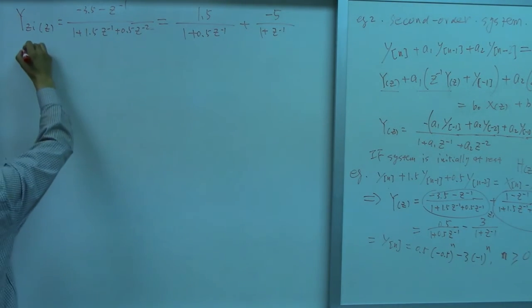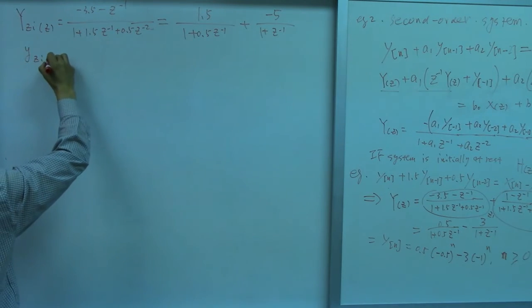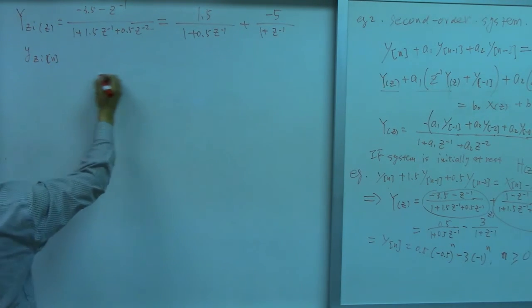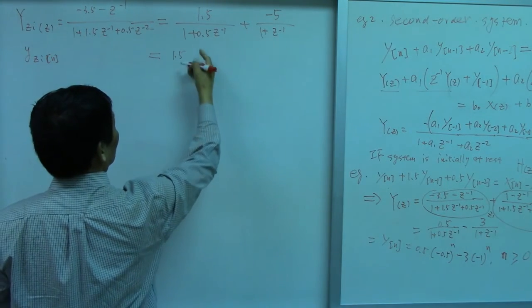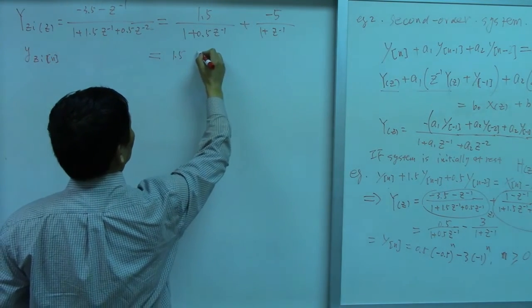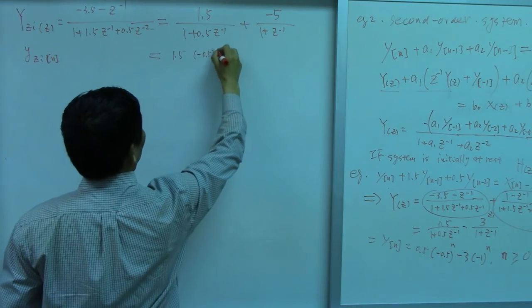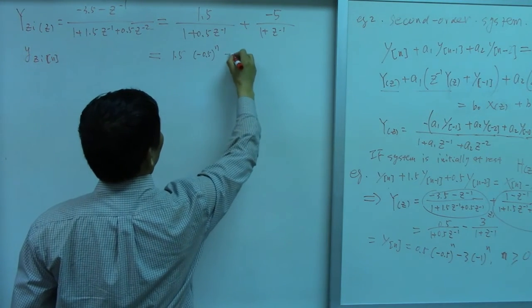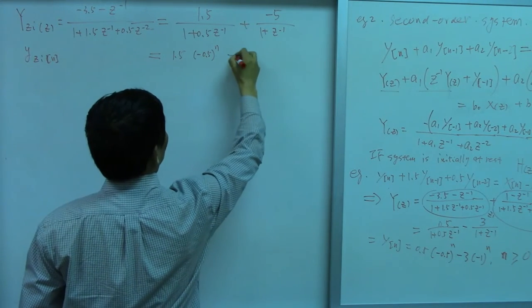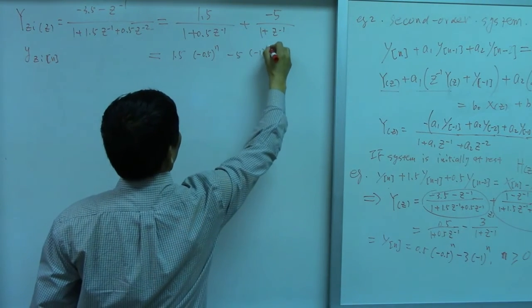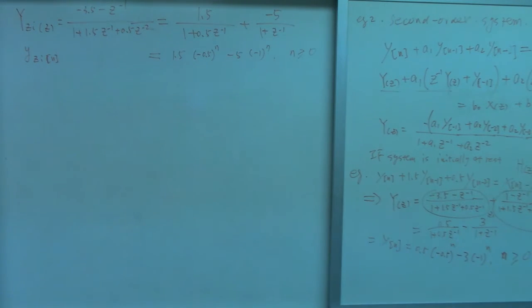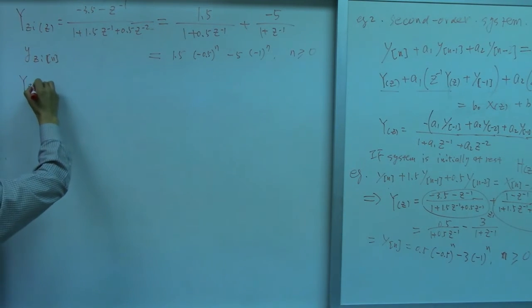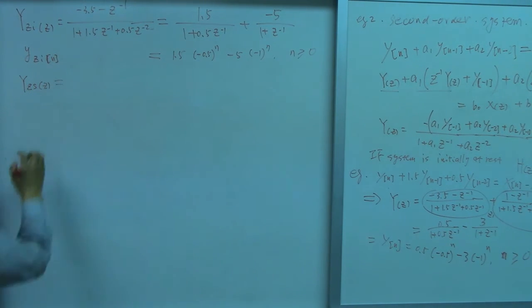So that means the zero input response will be equal to 1.5 times negative 0.5 to the n, u[n], plus negative 5 times negative 1 to the n, for n greater than or equal to 0. It's good? Alright, then the next one is the zero state response, which will be the next term.